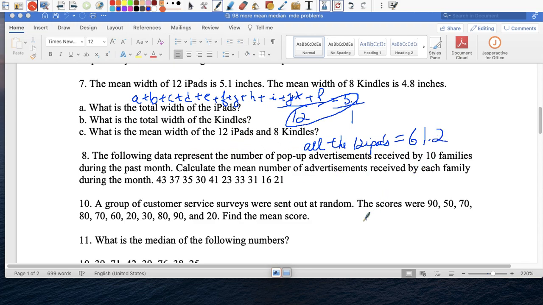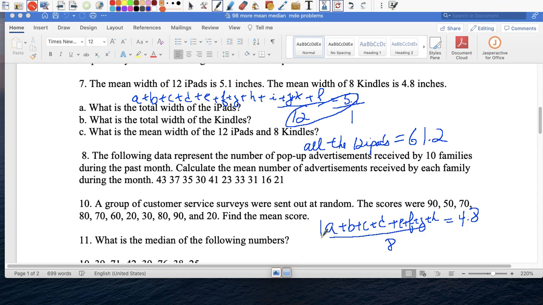For the Kindles, it's the same thing. So again, think about it. A plus B plus C plus D through E, F, G, and H. So we have 8 Kindles, sorry. Divide that by 8. And it says here that the mean was 4.8. So that's what you have right now.